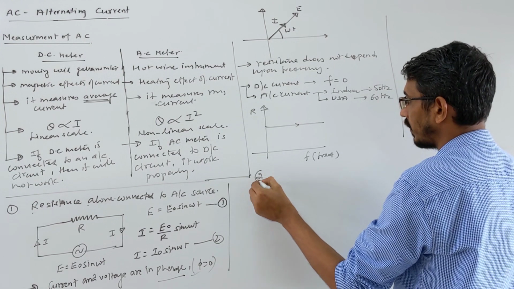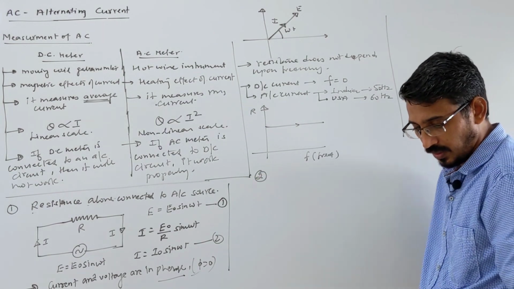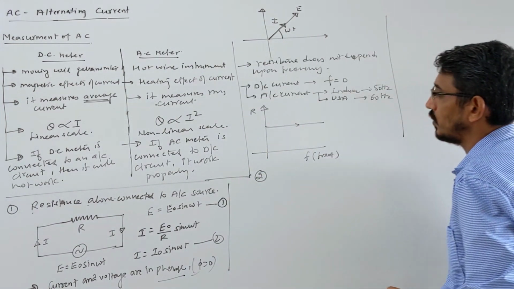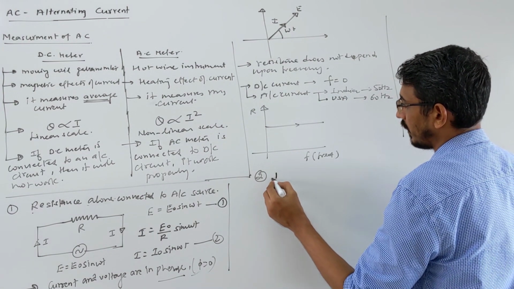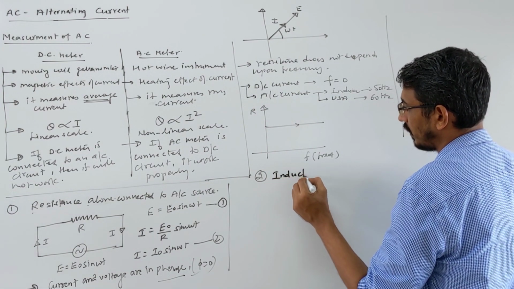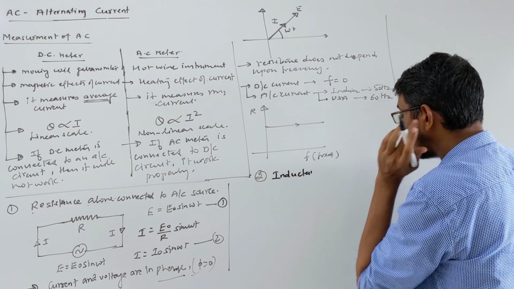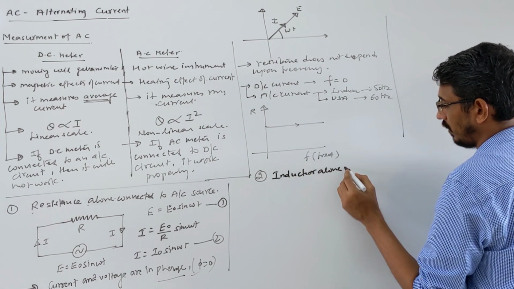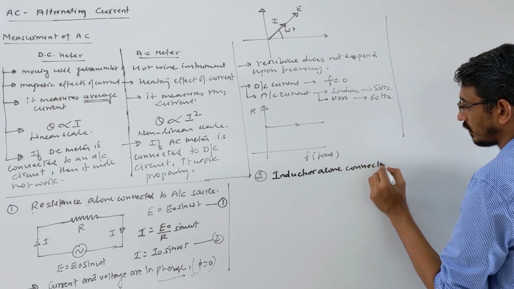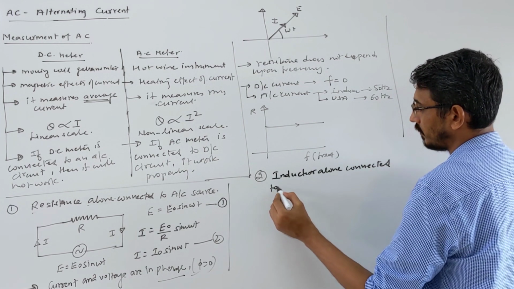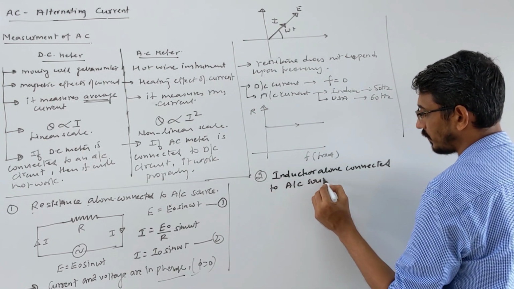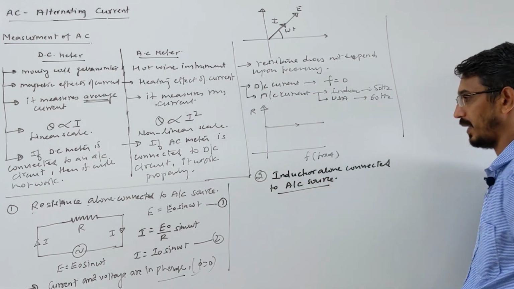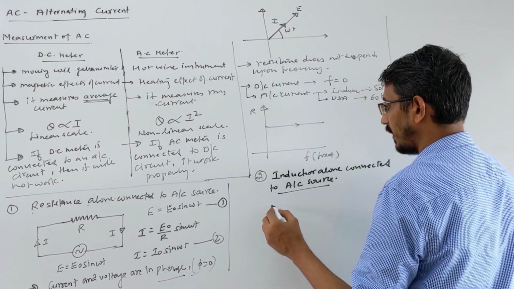So second, we're talking about the inductor. Let me change. Now I connect an inductor alone to an AC source, or say an AC circuit, right? Instead of this resistance, we have an inductor here.